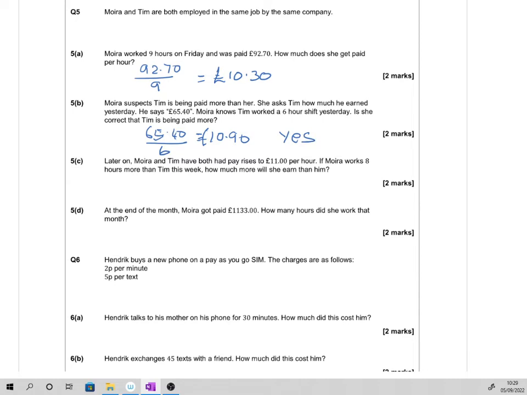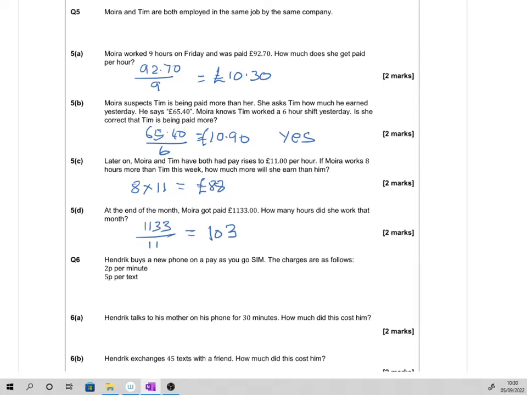Later on, Moira and Tim both have a pay rise to £11 an hour. If Moira works 8 hours more than Tim this week, how much more will she earn? 8 hours times 11 equals £88. At the end of the month, Moira gets paid all that. How many hours did she work that month? Now remember, she now gets £11 an hour, so 1133 divided by 11. That's 103 hours.